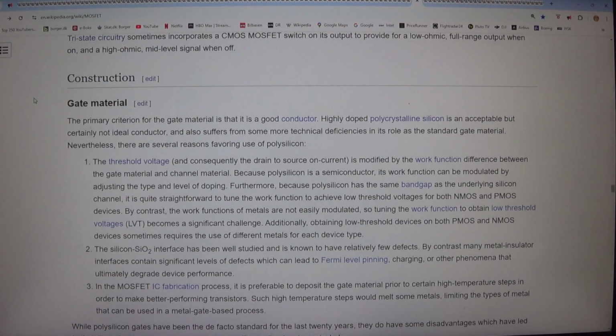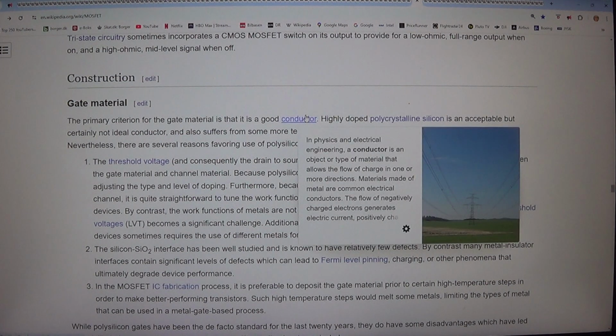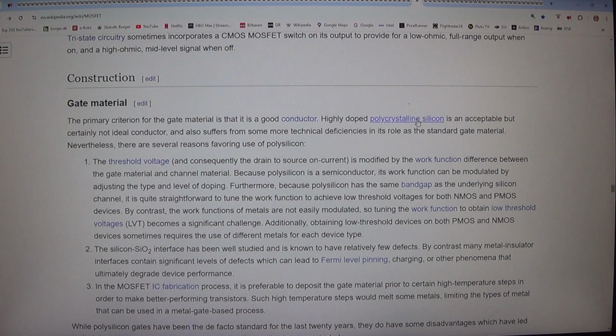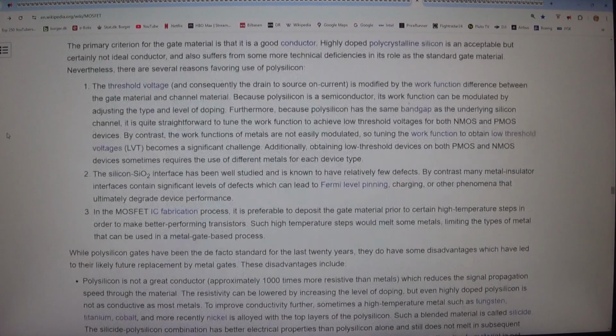Construction, edit. Gate material, edit. The primary criterion for the gate material is that it is a good conductor. Highly doped polycrystalline silicon is an acceptable but certainly not ideal conductor, and also suffers from some more technical deficiencies in its role as the standard gate material. Nevertheless, there are several reasons favoring use of polysilicon.